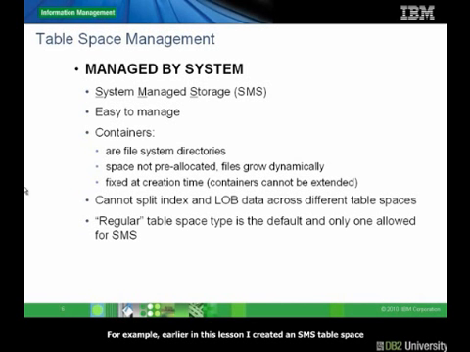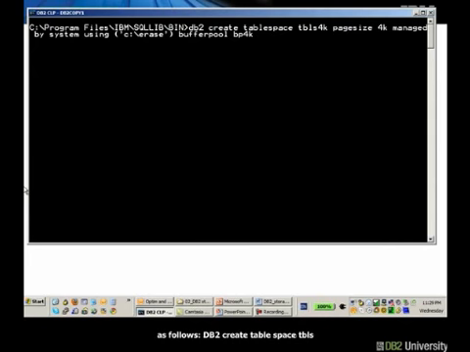For example, earlier in this lesson, I created an SMS table space as follows: db2 create table space tables, page size 4K, managed by system using C arrays, buffer pool. Now let's create another table space with a different name and in a different directory. So let's call this table space mytables4k. Page size is still 4K, managed by system using buffer pool BP4K, and then we press enter.